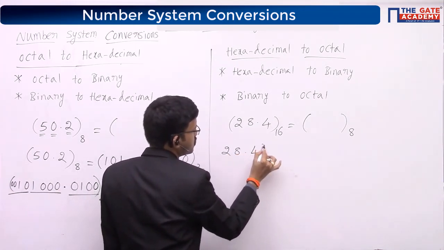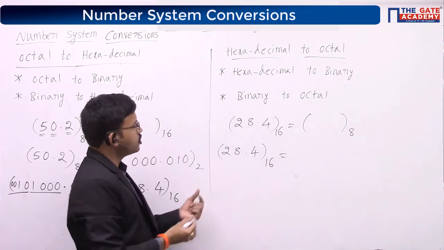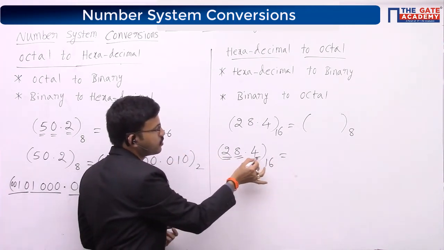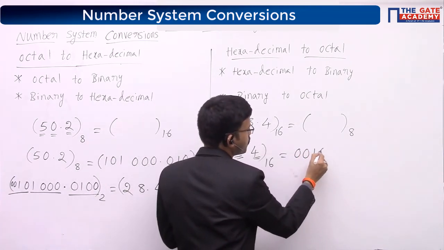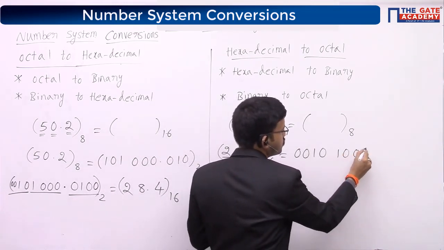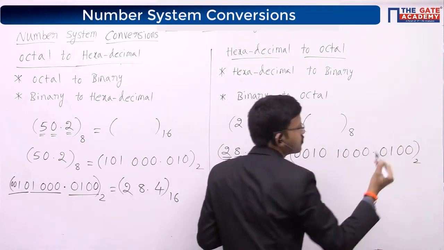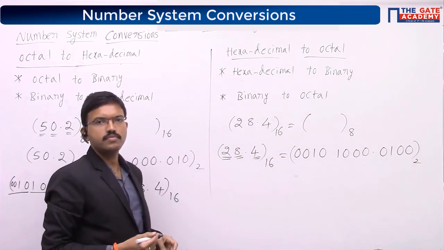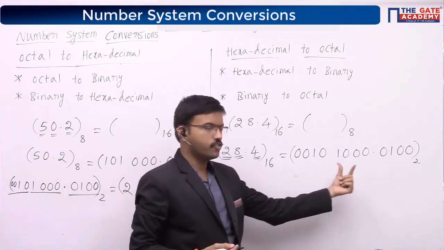28.4 base 16 is the hexadecimal number. First we have to represent each digit with 4 bits. 2 is nothing but 0010. 8 is nothing but 1000. 4 is nothing but 0100. This is the binary number. Okay, first I have represented each digit with 4 bits.